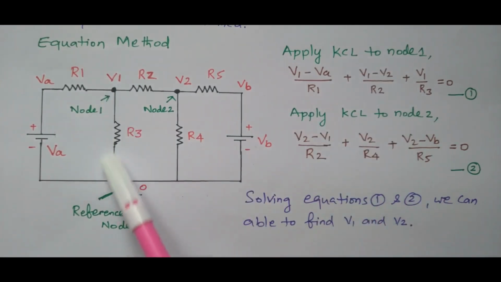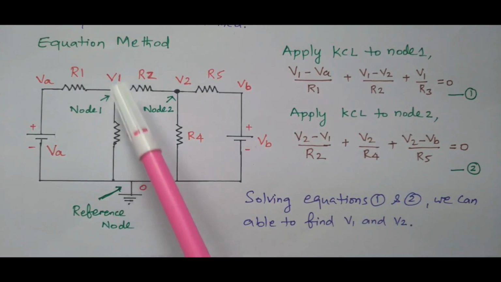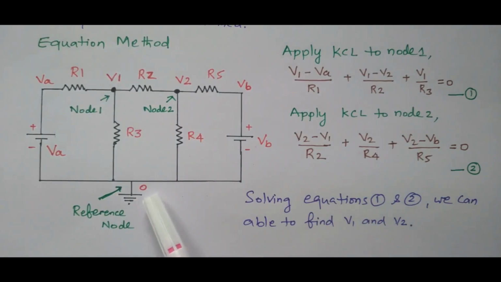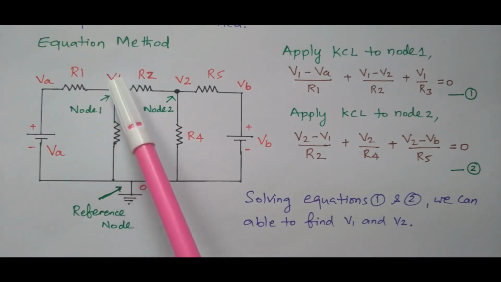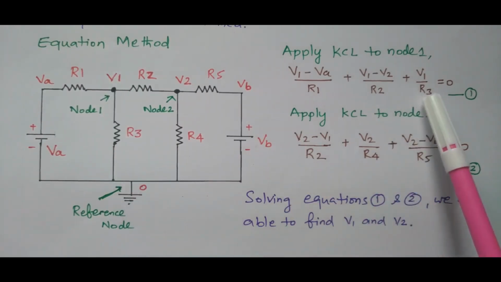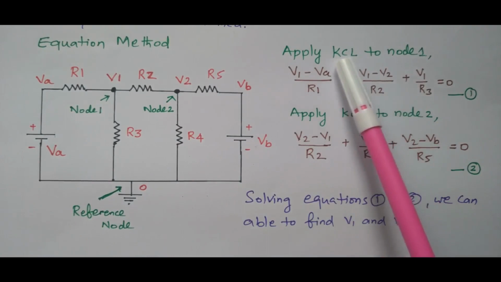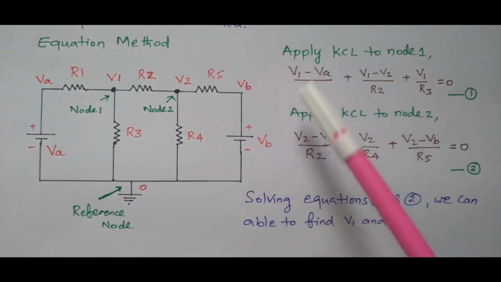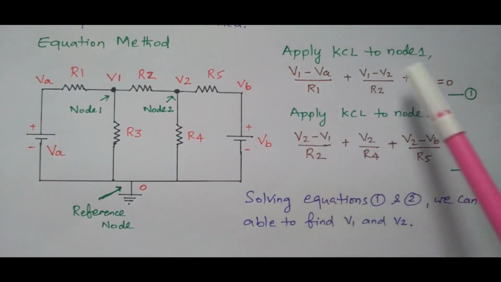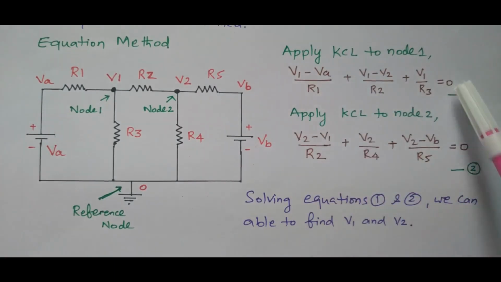Then one more resistor available, R3. R3 is connected between V1 and reference. Normally the reference voltage is 0, so only V1 is available. So V1 divided by R3 is the current flowing through the resistor R3. So that is equal to 0. That is a statement given by Kirchhoff's current law: the sum of flowing current in the junction is 0.